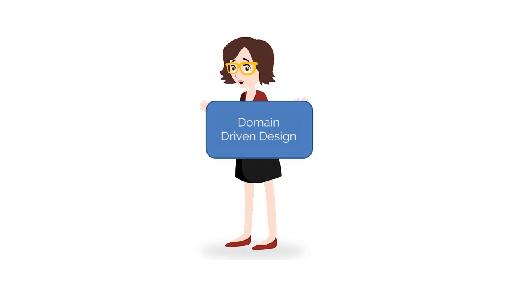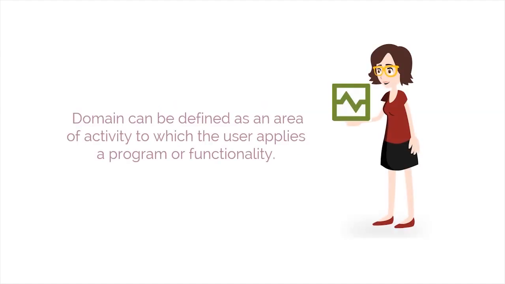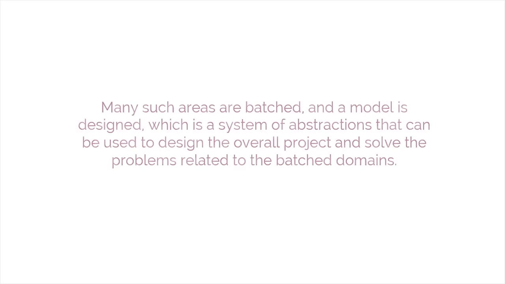And the last Agile method that we will discuss is domain-driven design. Domain-driven design is an Agile development approach meant for handling complex designs along with evolving the overall project system. Domain can be defined as an area of activity to which the user applies a program or functionality. Many such areas are batched, and a model is designed, which is a system of abstractions that can be used to design the overall project and solve the problems related to the batched domains.